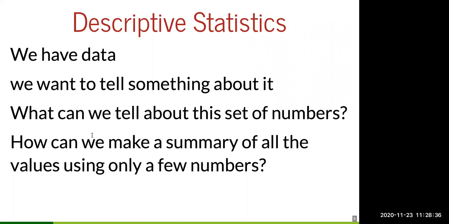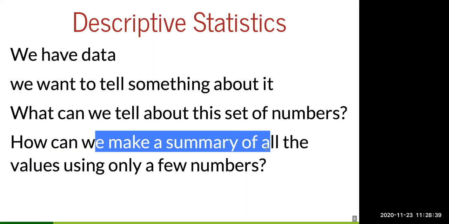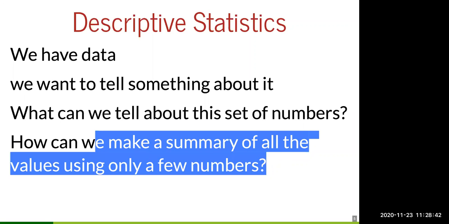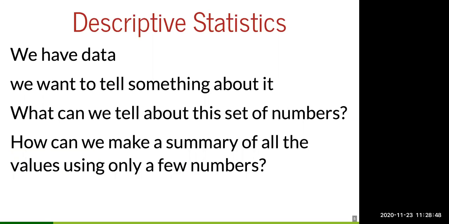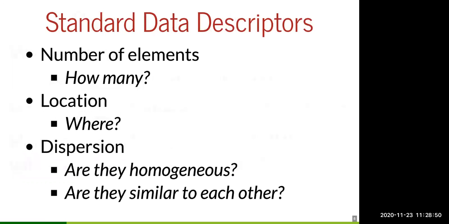For example, the basic story that you can say is try to make a summary of these values. You say a few numbers. What are the typical questions that people will ask about numbers? You will say, how many? How many people? What is more or less the value? Are there small numbers, big numbers, medium sized numbers? What are the kind of numbers that we see here? And then you will have another question like, are they all the same value? Are they very different? Are they homogeneous? Or do you see a lot of variability?